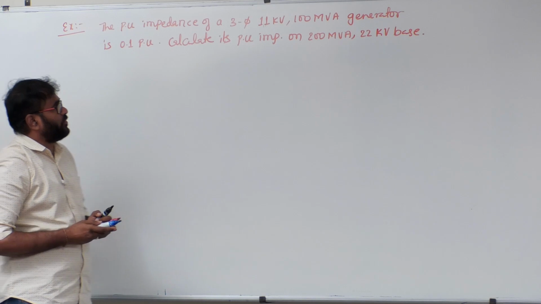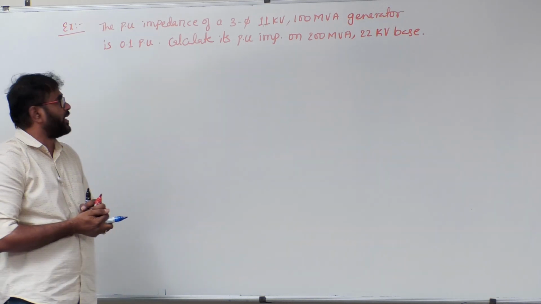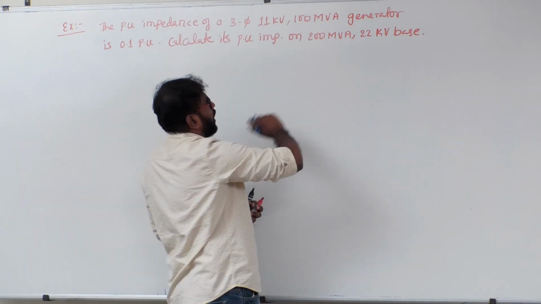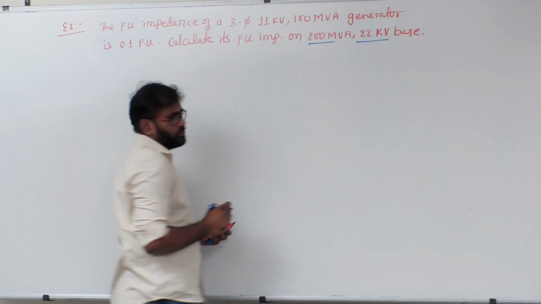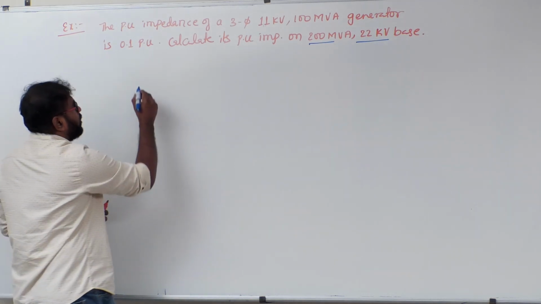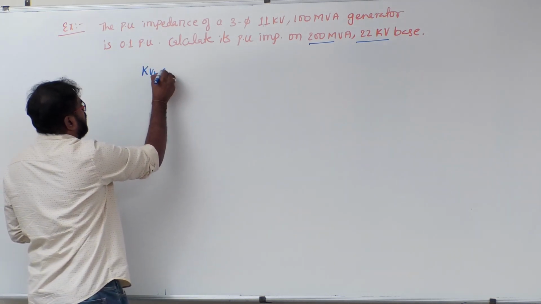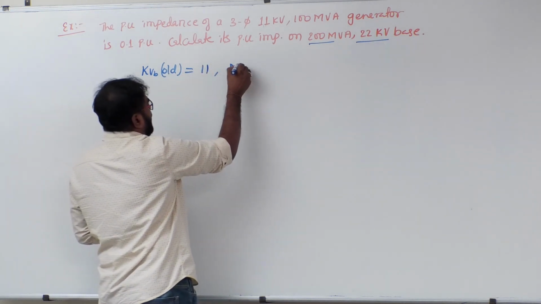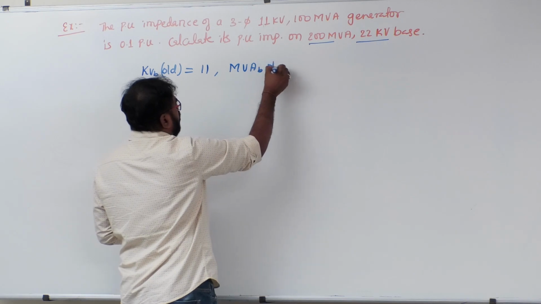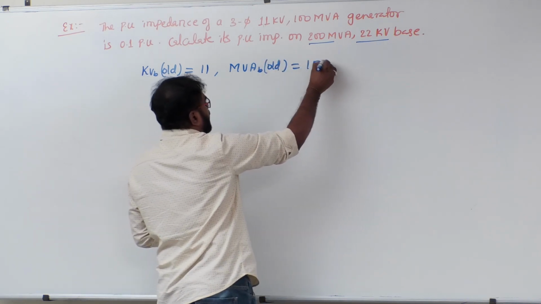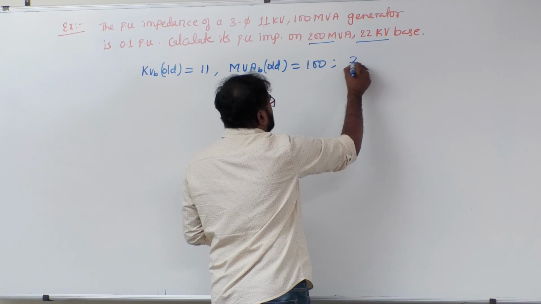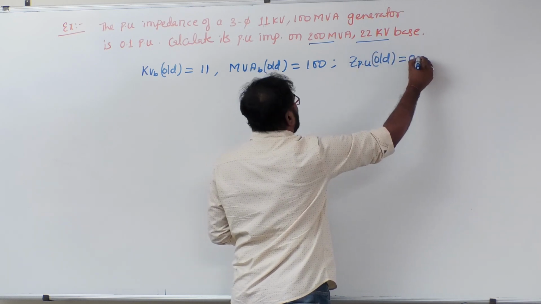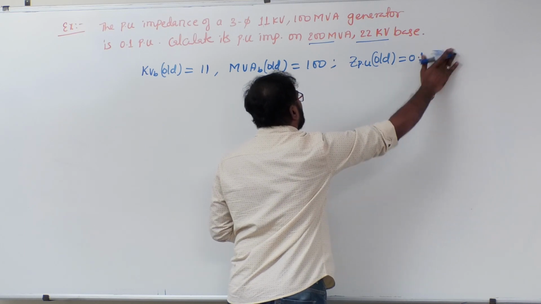The per unit impedance of a 3-phase 11 kV 100 MVA generator is 0.1 per unit. Calculate its per unit impedance on 200 MVA 22 kV base. Clear? So in this question, what is KVB old? KVB old is 11. What about MVAB old? MVAB old is 100. What is Z per unit old? It is 0.1 per unit, simply 0.1.